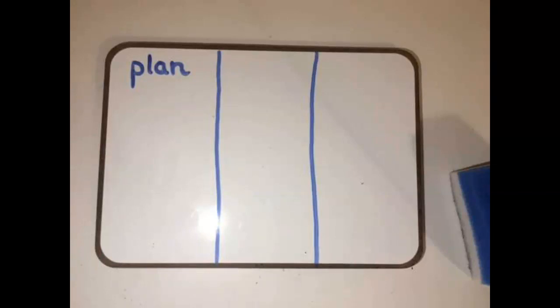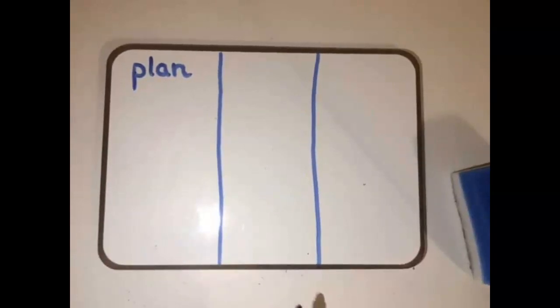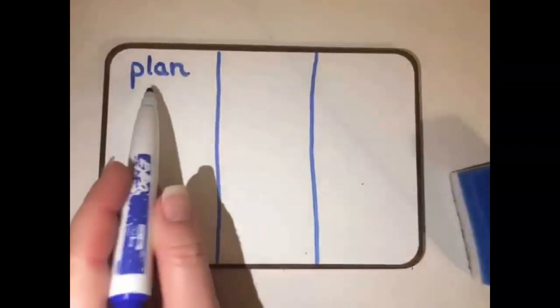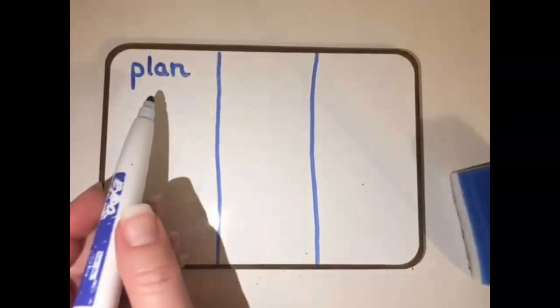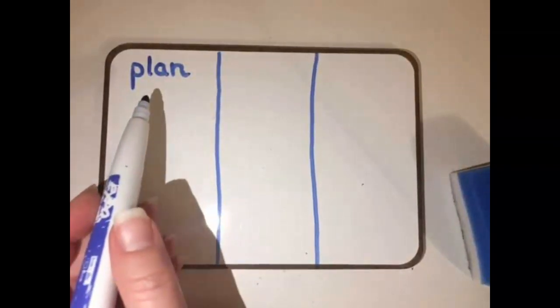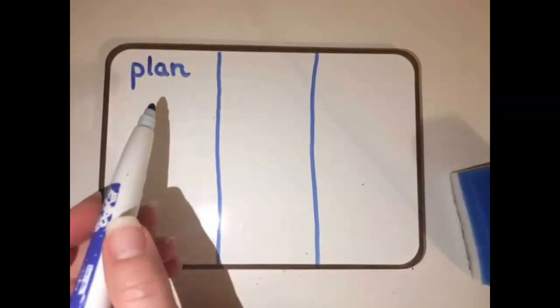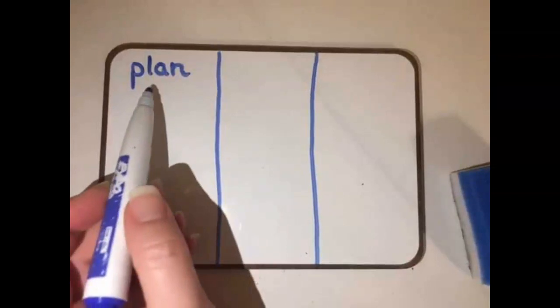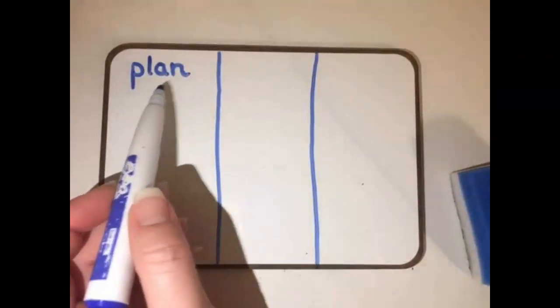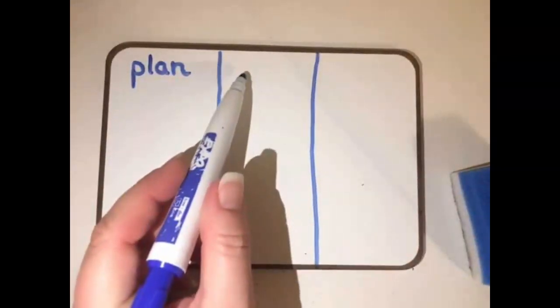All right, now if we have already done something, we add what's called a suffix. That's an ending to a word. Okay, and most words get a suffix when we're going to say that the thing already happened. There are some words that do not follow this rule, but most of the words in the English language do follow this rule. So we're going to change plan into planned.